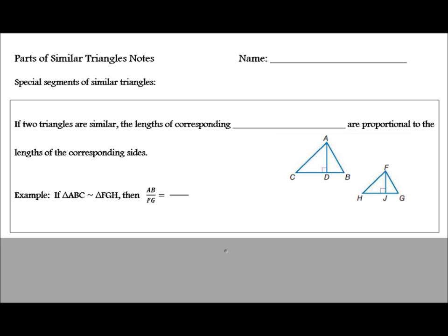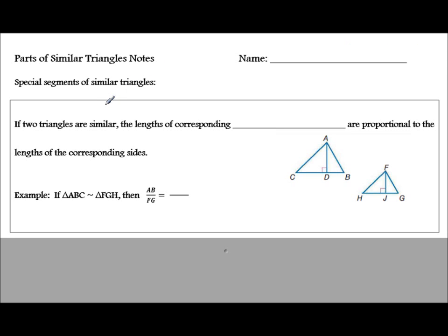Okay, this is going to be along the lines of similarity. However, it's going to involve a lot of vocabulary from last chapter when we talked about medians, altitudes, bisectors, and triangles. So you really have to keep up on your vocabulary.